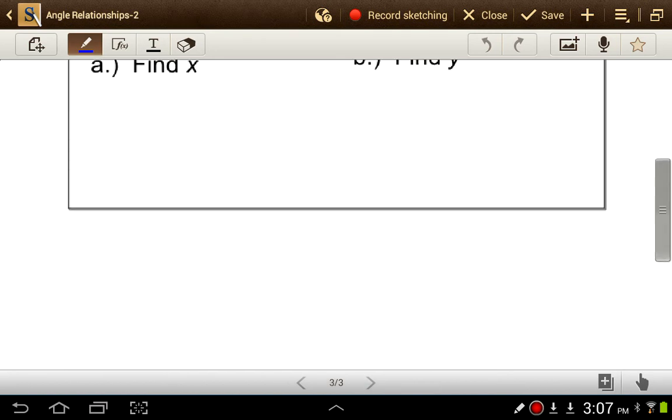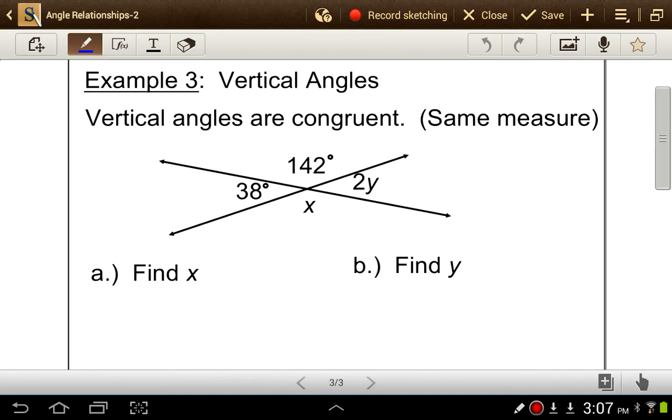All right, in my last example, we're going to talk about vertical angles. Vertical angles are congruent. Make sure you write that down. That is very important. Congruent means same measure. That means they're equal to each other. So what happens here is, in A, I want to find x. So my vertical angle to x would be 142. They're the angles that are opposite each other with our intersecting lines.